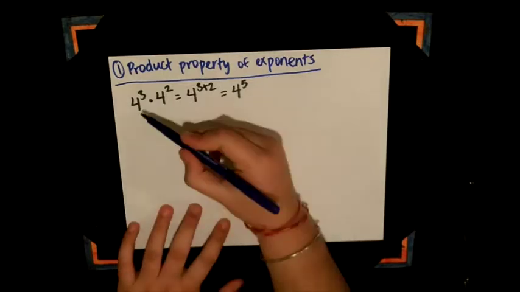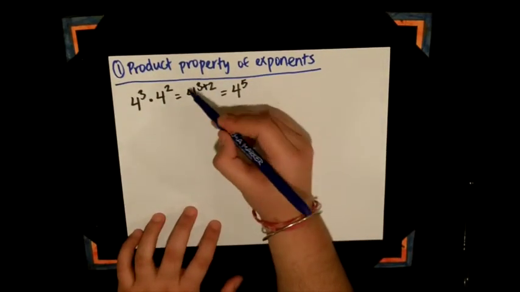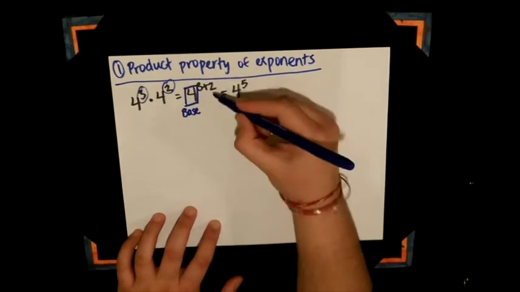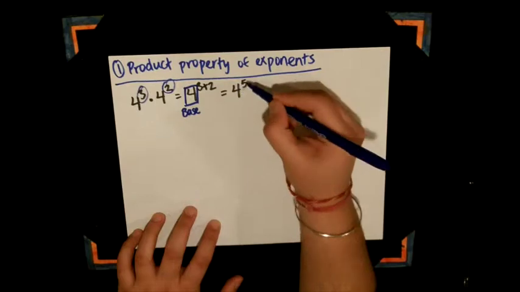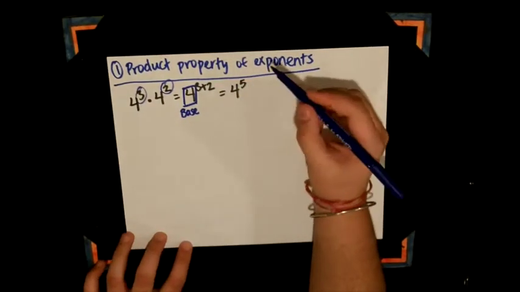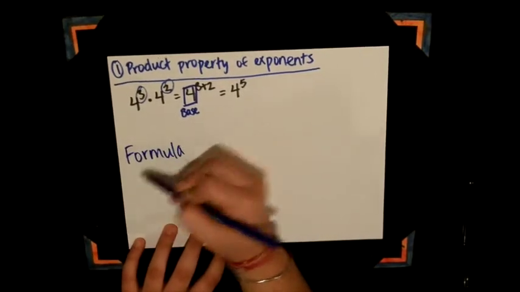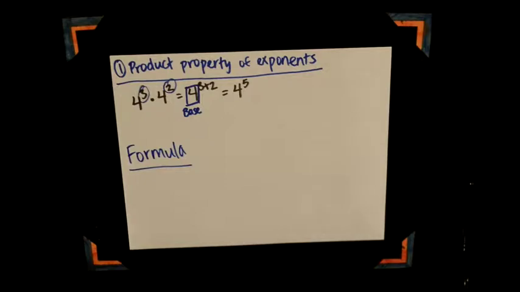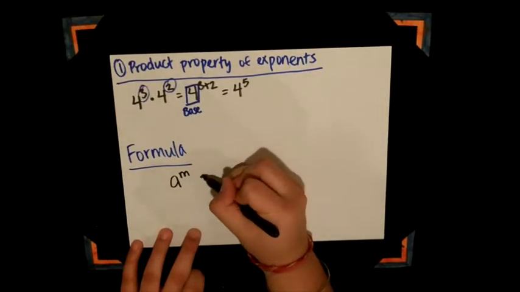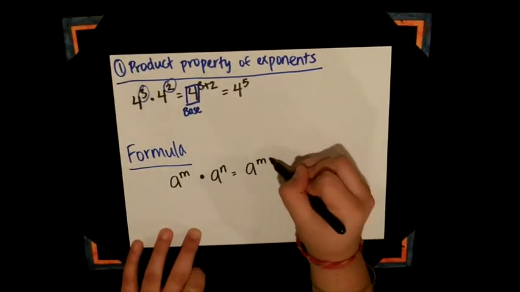4 to the third times 4 to the second equals 4, which is the base, to the 3 plus 2, which are the exponents, which equals 4 to the fifth power. 4 to the fifth comes from 3 plus 2. Now, let me show you the formula. A^M times A^N equals A^(M plus N).